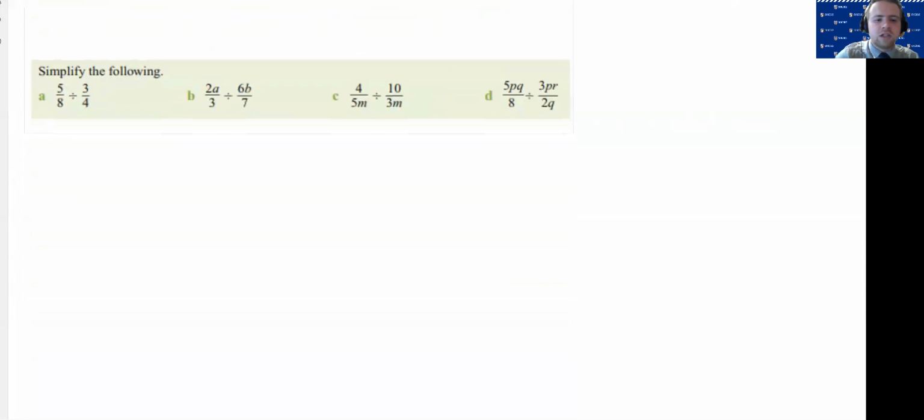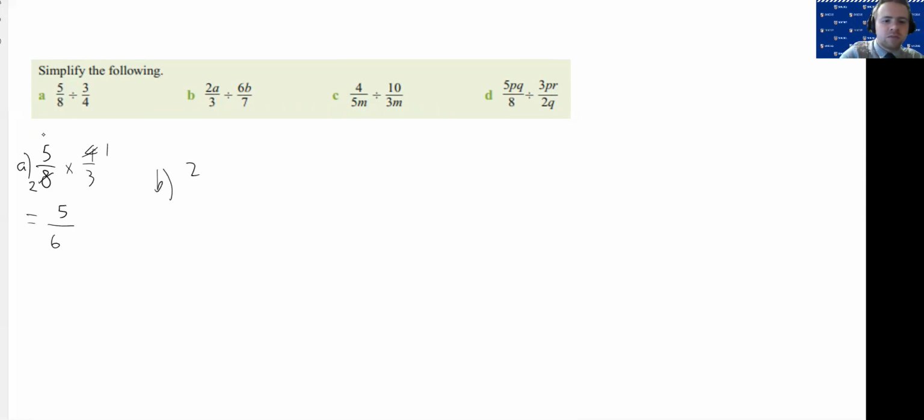Okay, final questions. When we're dividing fractions, we simply flip the second fraction, that is, make it the reciprocal by moving the bottom number to the top and the top number to the bottom of the fraction, and then make it a multiplication. So this one will become 5/8 times 4/3, and then I can cancel. So I'm left with 2 here and 1. So 5 times 1 is 5. 2 times 3 is 6.